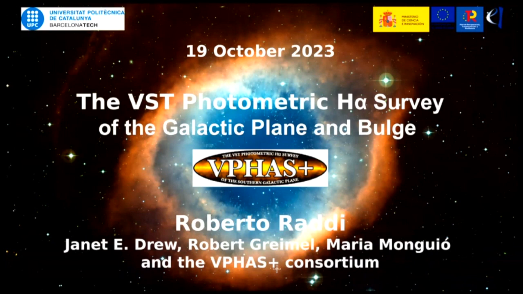Okay, so I'm giving a summary about the VST photometric H-alpha survey of the galactic plane and bulge. And I'm talking on behalf of the whole consortium, and in particular, I listed here Janet Drew, who is the PI of the project, Robert Grimmel, who's leading the new data release that we are planning, and also Maria Monguiot, who did a lot of work on the twin survey in the Northern Hemisphere.